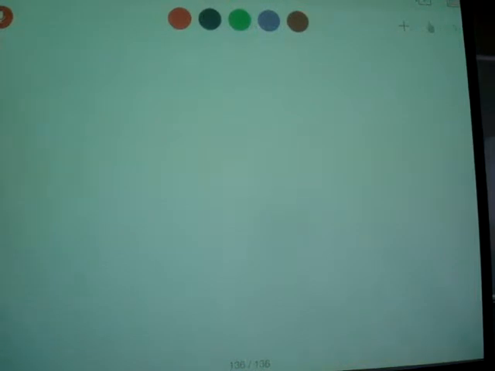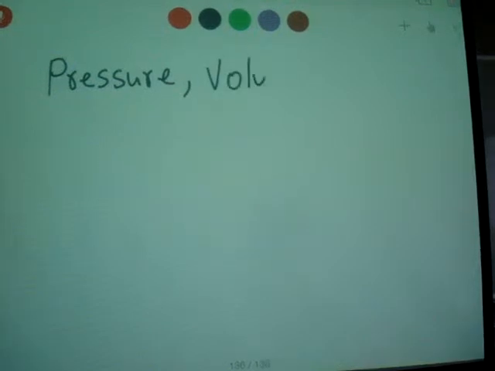There are four variables of gases, like pressure. Pressure is the first one that affects the behavior of gases. Volume, temperature, and moles, the number of moles of gas. These are the four variables. Alright.